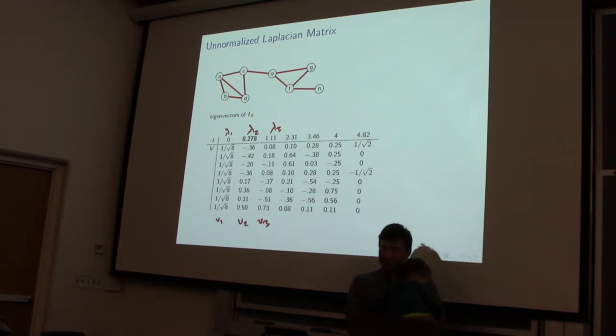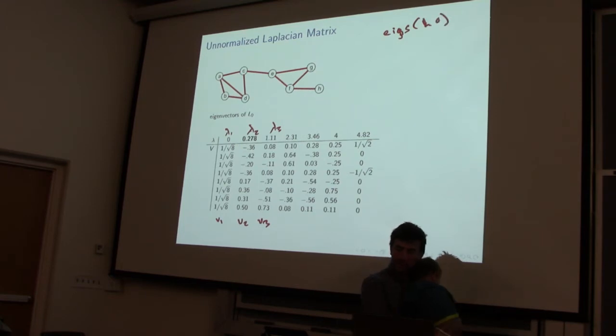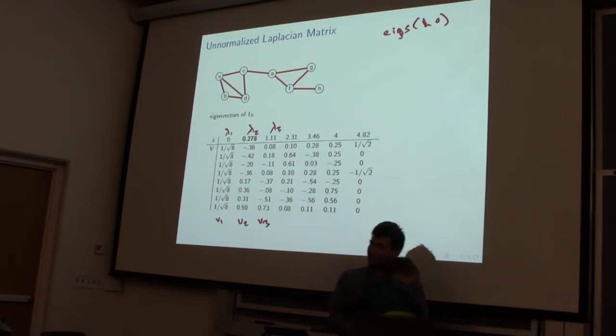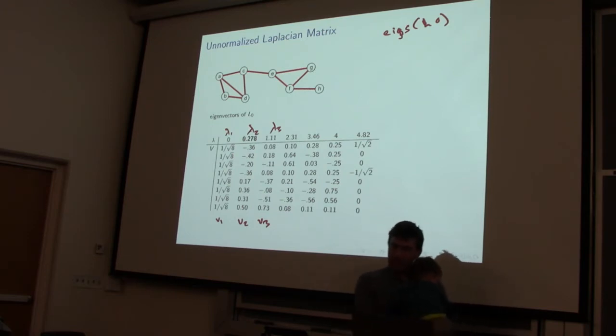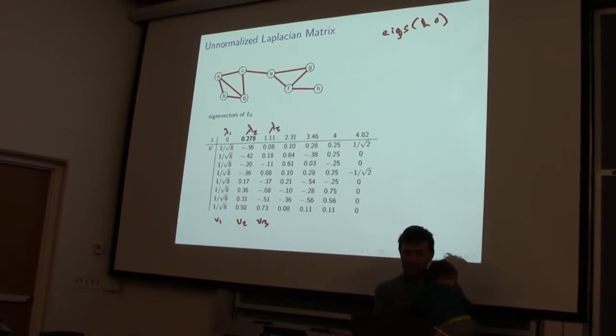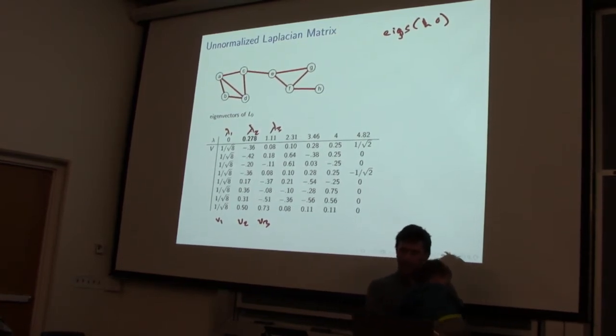Okay, so I'm going to run this in MATLAB. It's just eigs of L0, and it will give you these as the outputs, right? So you can just think of running this as some black box operation. And so let's look at this just a little bit here.